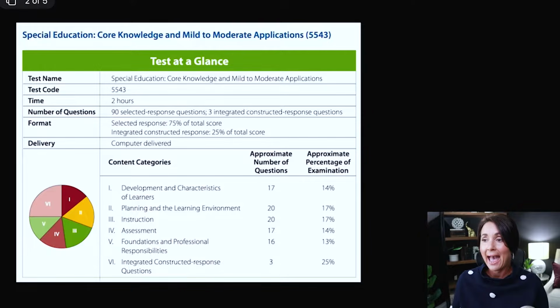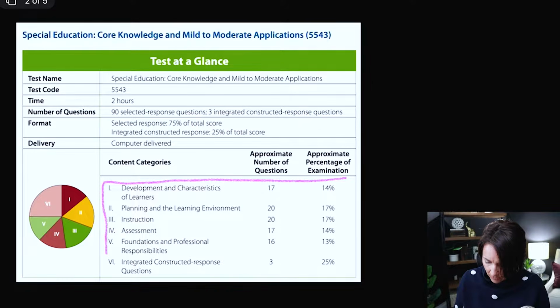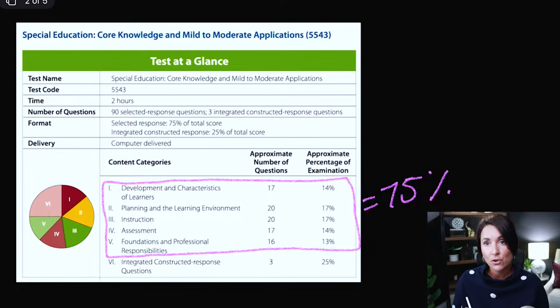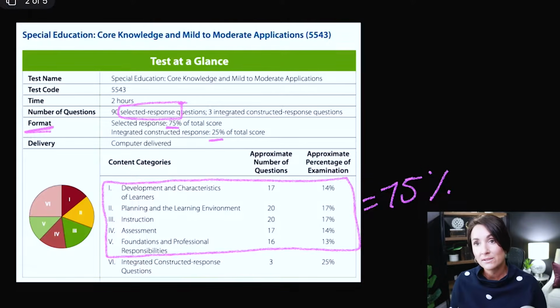Now let's take a look at a sample blueprint of a test that does have a constructed response. This is how it will look for any test that has a constructed response. You basically have the multiple choice sections, which are all right here. In this case, this equals 75% of your total grade. They call it selected response, but selected response is just a fancy word for multiple choice. You can see in this section format that the selected response is 75 and the constructed response is 25. So the bulk of your grade will come from the multiple choice.